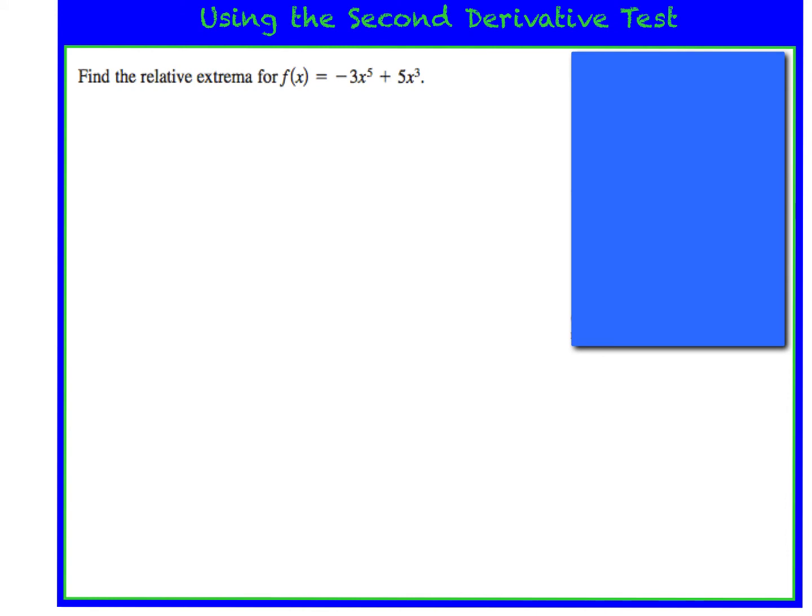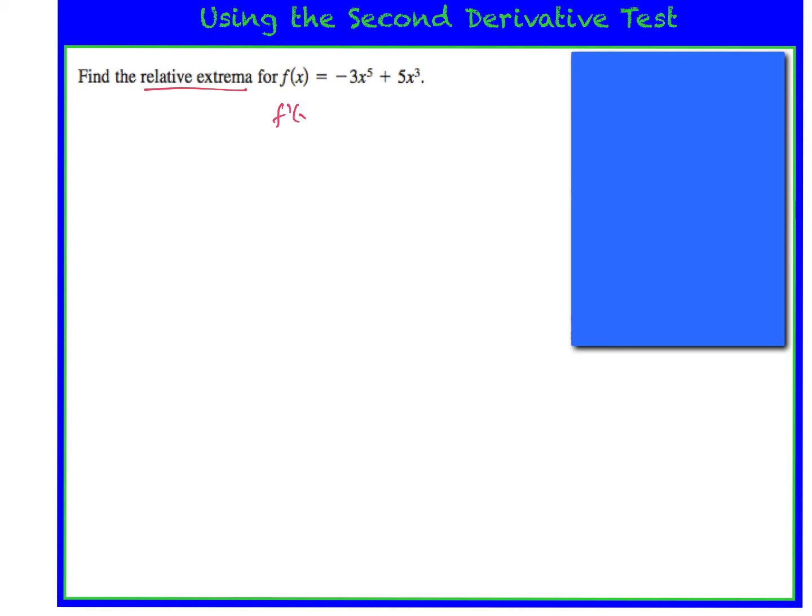Now we're going to use the second derivative test to find relative extrema. How do we find relative extrema? We've already done this. Take a first derivative, set it equal to 0, and you find our critical numbers. Then I make my little sign chart and figure out where f prime goes from negative to positive and positive to negative. That is one method. I'm going to take you to another method as well, but we're going to start out the same.